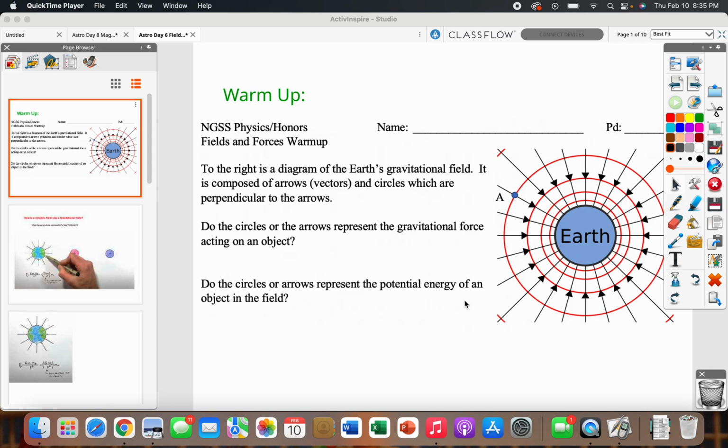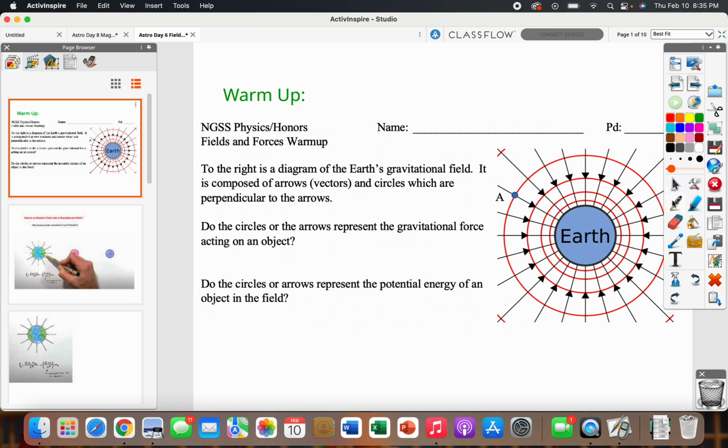So we started with the warm-up, and we were looking at this field here around the Earth, which is a gravitational field. We're trying to figure out what the arrows represent and what these circles represent. The first question says, do the circles or arrows represent the gravitational force?